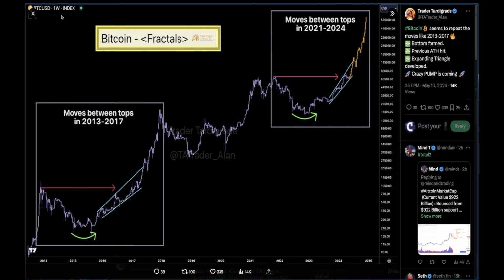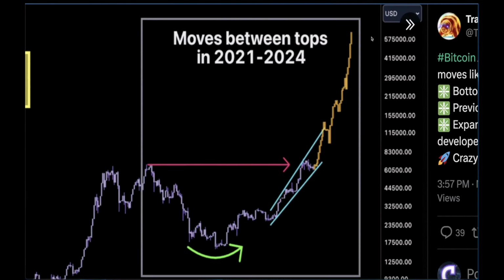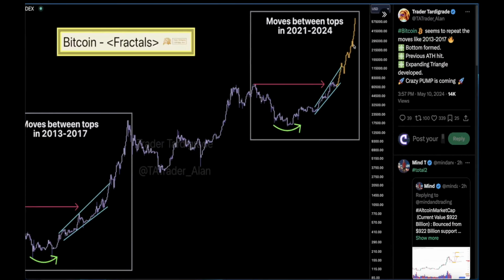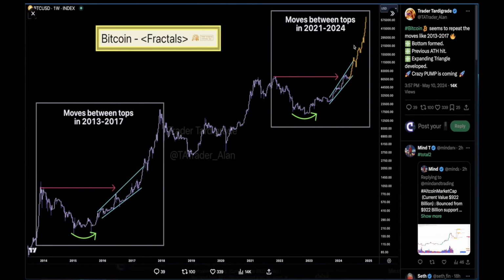But now let's have a look at Trader Target Rate's chart. So that is a weekly chart for BTC. So Bitcoin seems to repeat the moves like 2013, 2017. Bottom formed, previous all-time highs hit, expanding triangle developed, crazy pump incoming. And by the way, he has some crazy targets of around $500,000. And the question is, is that too bullish? Well, in my opinion, that could happen given what's going on with these ETFs now, like Hong Kong approved ETFs. Mainland China would like to actually have access to these ETFs as well, and who knows what is going to happen in Europe too in coming months. So guys, that definitely could happen.